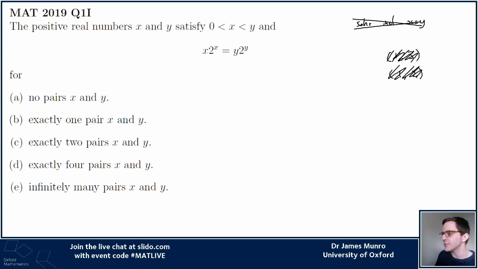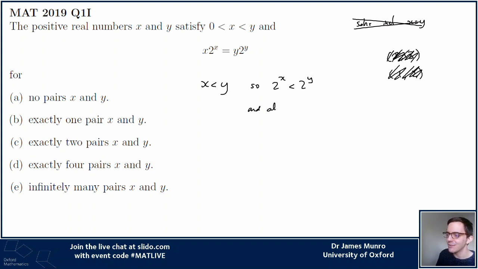In fact, neither of those are solutions, because 1, 2 to the 1 is not the same as 2 times 2 to the 2. In fact, after you've played with some examples a bit, you might spot that it feels like the right-hand side is always bigger. That's in fact true. X is less than y, so 2 to the x is less than 2 to the y. 2 to the x is increasing, I suppose, so 2 to the y would be bigger than 2 to the x if y is bigger than x.